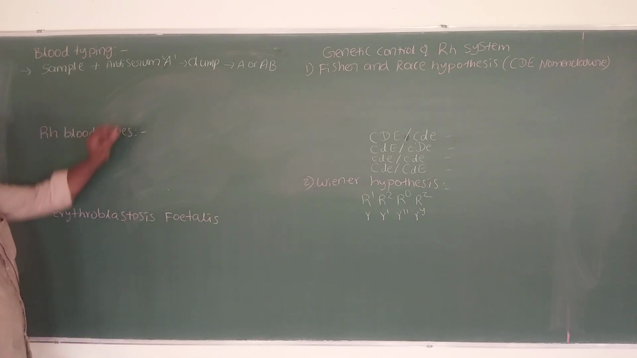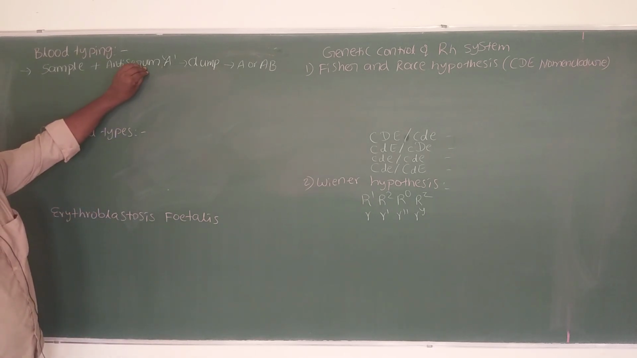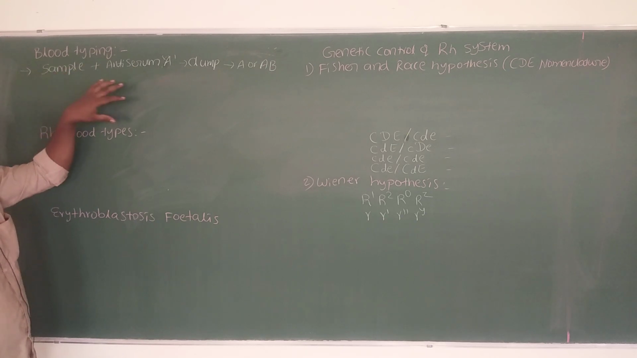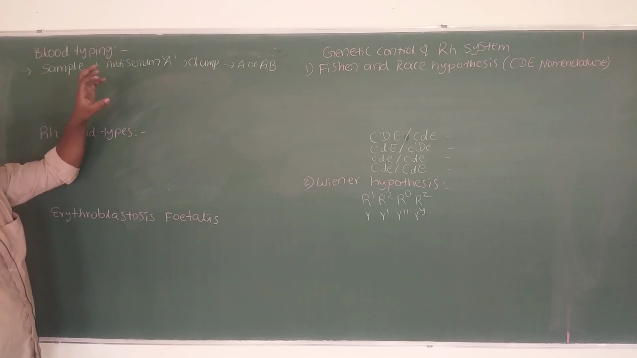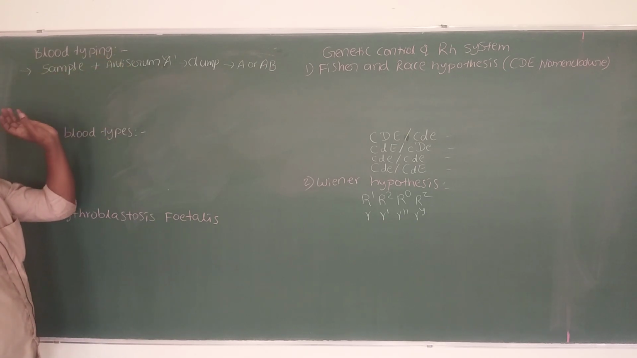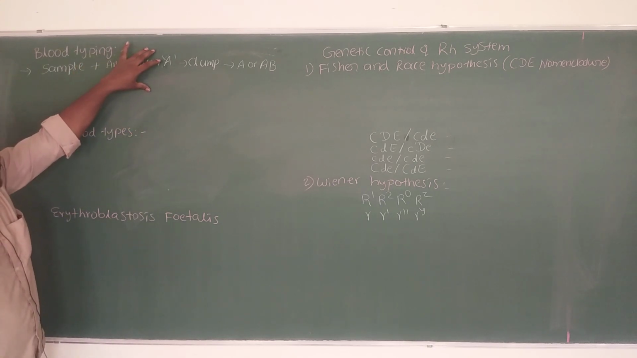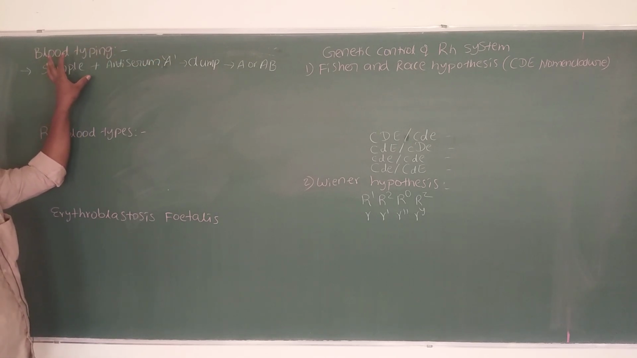Why? Because anti-serum contains antibody A. Antibody A always binds with antigen A. Antigen A is present in the A blood group or AB blood group. If the clump is formed, it is because of the interaction of antibody A and antigen A.